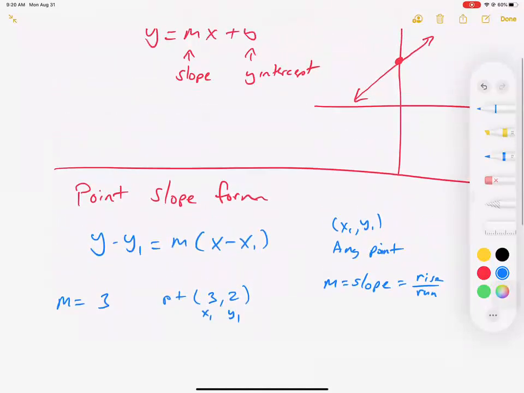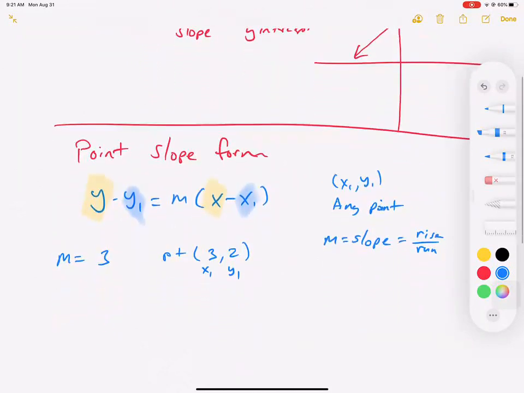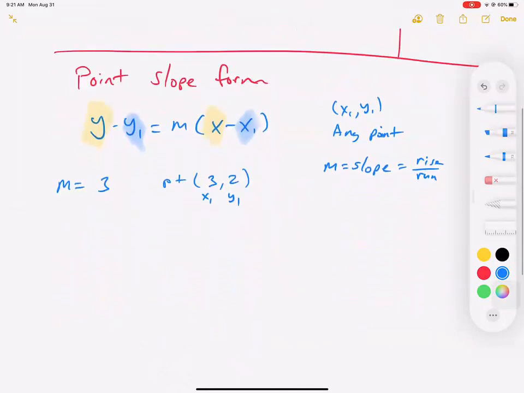Just to point out the similarities between point slope form and slope intercept form, they both have a y, they both have an x, and these are the same x and y. The only change is that instead of using a b, I'm using x1 and y1. That's how we're going to call it. So we just plug it in. y minus y1, now what's y1 over here? It looks like it's a 2, equals m, which is a 3, times (x minus 3).